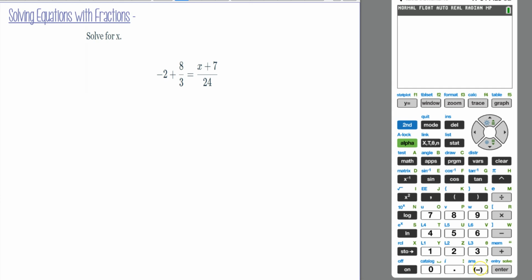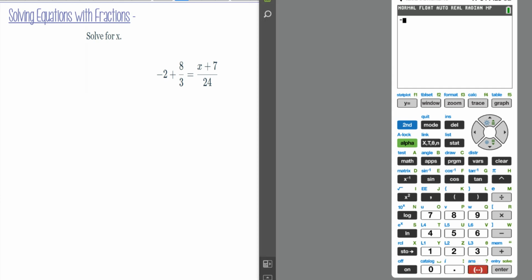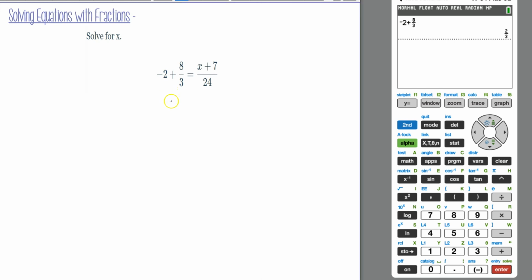So if I type that in the calculator, -2 plus 8 over 3. That simplifies to 2/3.